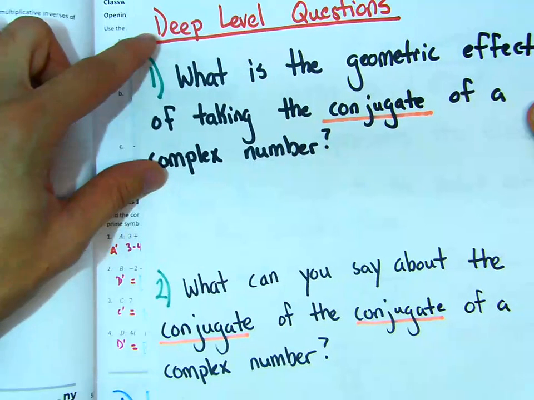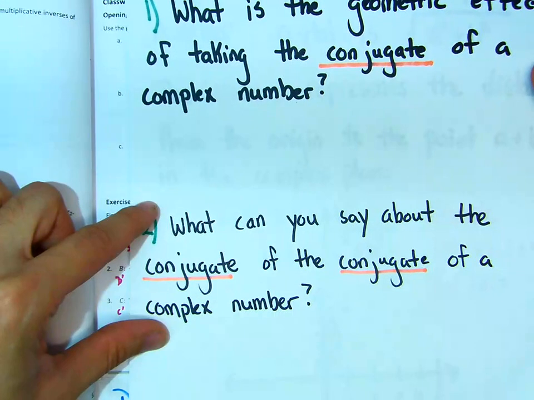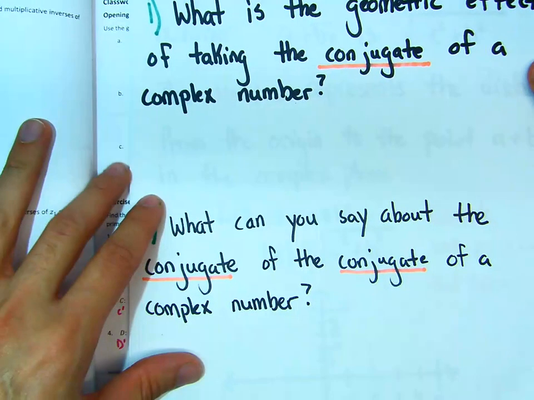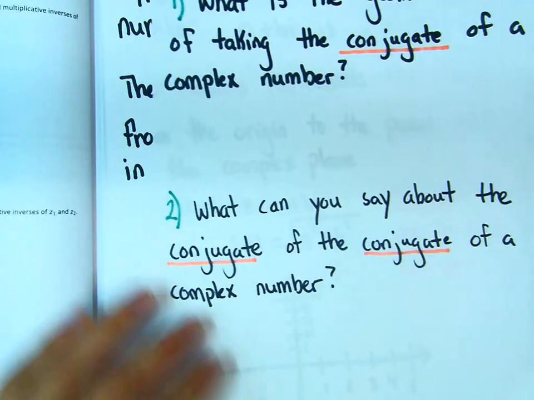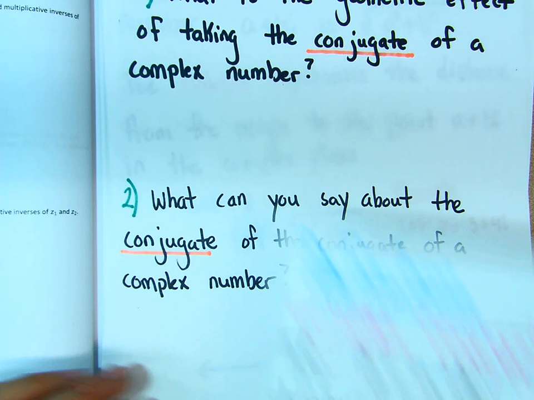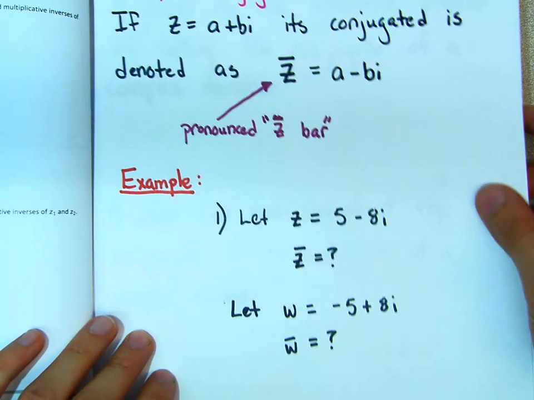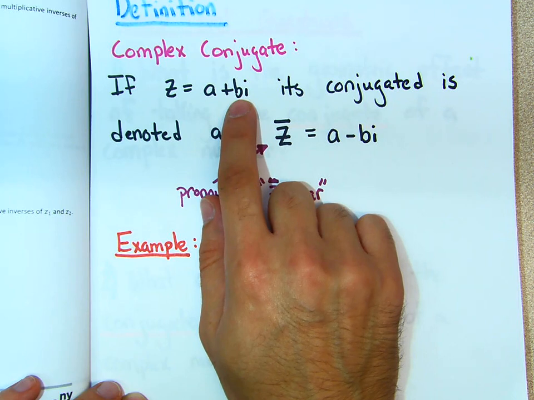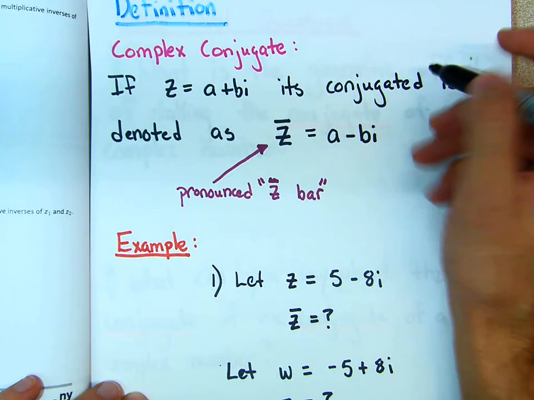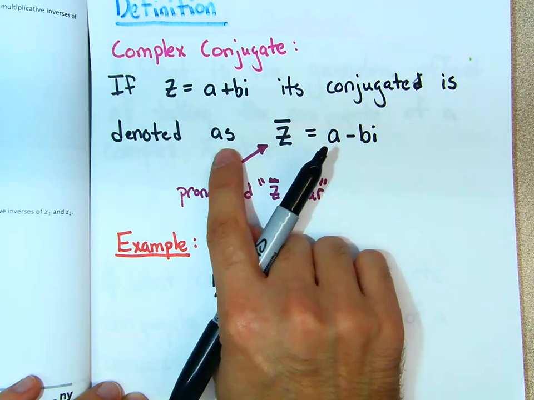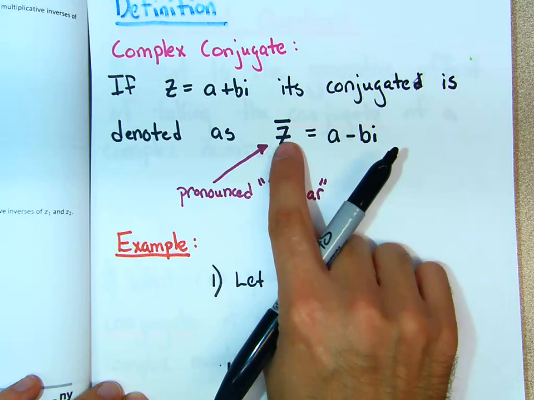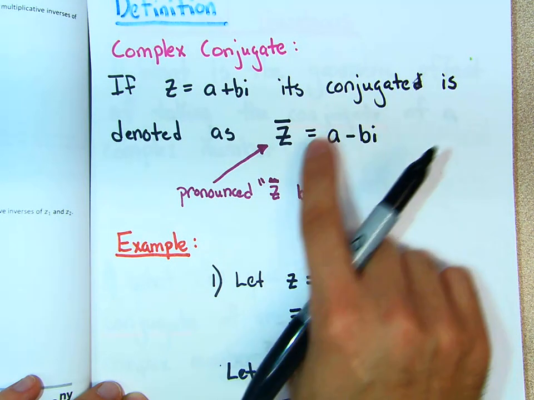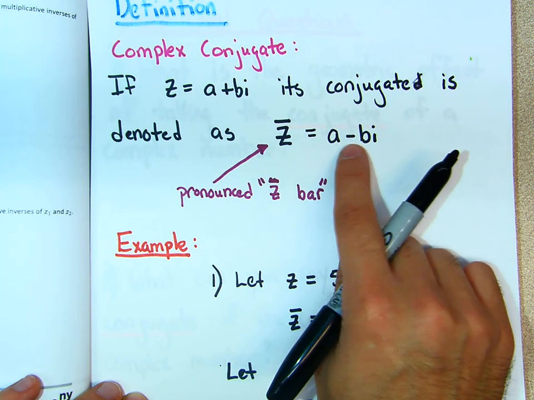So this one's a little straightforward to understand. This one will be easy once I show it to you. Before you answer these questions, let's take a look at this. The new way we're going to show a conjugate is through this. If z is equal to a plus bi, its conjugate is denoted as z bar. The way we're going to show conjugate from now on is z bar is a minus bi.